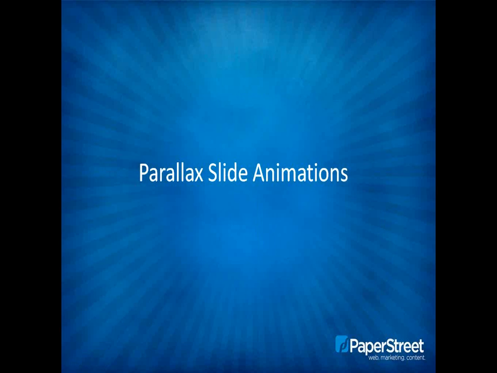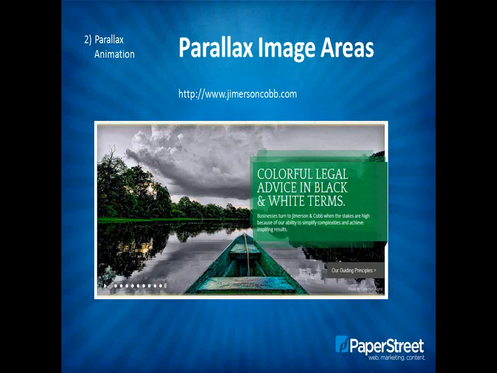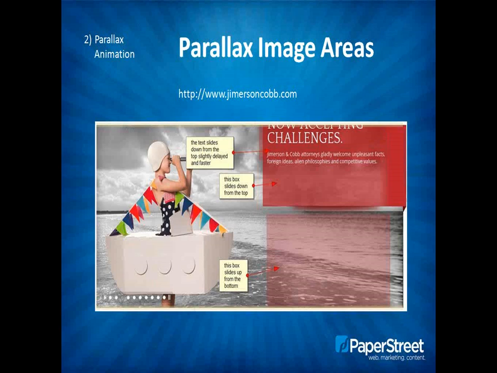So the very first slide, Parallax image area, would be Jimerson Cobb. If you went to jimersoncobb.com, they have a great Parallax image area. And what Parallax really means is it's just multiple functionalities going on at the same time. So in this particular Parallax animation for Jimerson Cobb, there's multiple layers in the image. There's the background image of the boat with the trees, and then there's 3 different layers of green squares, and then there's the text.